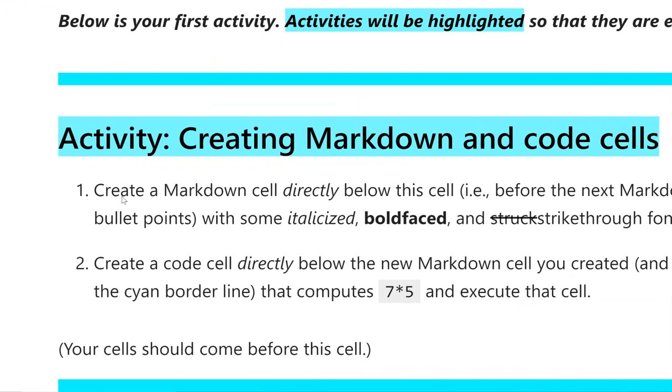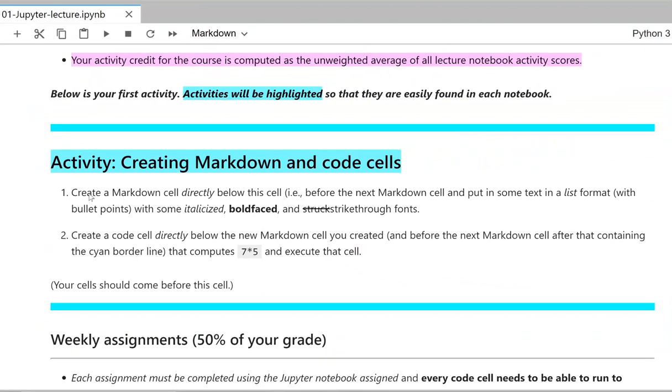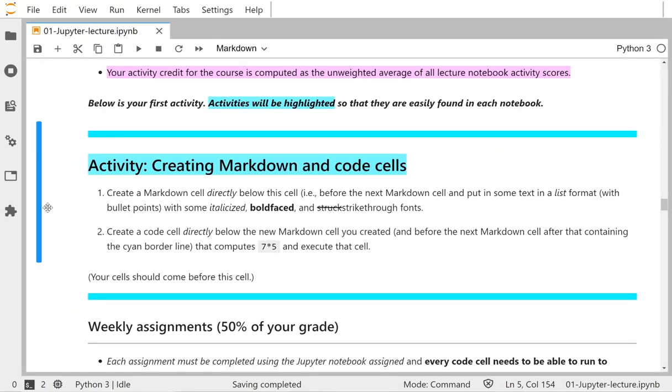For this one, we start with reading the instructions carefully. We're asked to do two things. First, create a markdown cell directly below this cell. So if you click here, here's this first cell, here's this second cell that ends the activity. So I'm trying to do a markdown cell directly below this current markdown cell, and I wanted to put it before this cyan border, just to emphasize that.